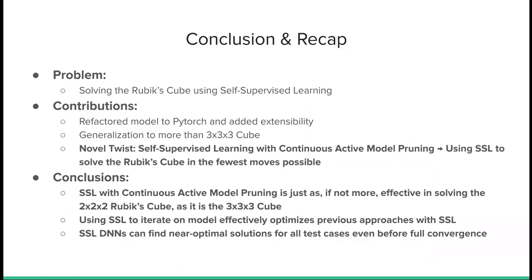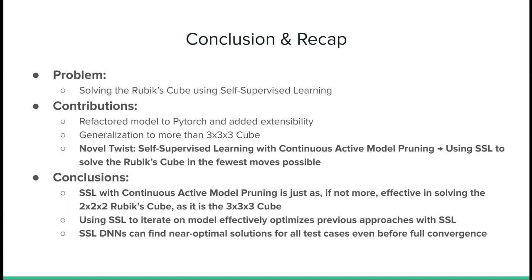So to recap, what's the problem? Solving the Rubik's Cube using SSL. Contributions. We refactored the model to PyTorch and added extensibility. We generalized to more than a 3x3x3 cube. And our novel twist, we gave it a nice name, self-supervised learning with continuous active model pruning. This is our data iteration. And the goal is to use SSL to solve the cube in the fewest moves possible.